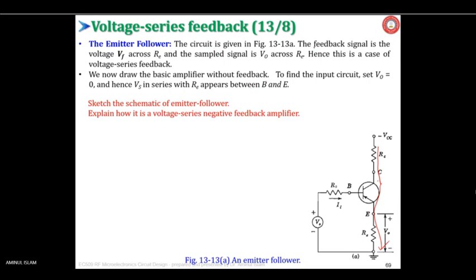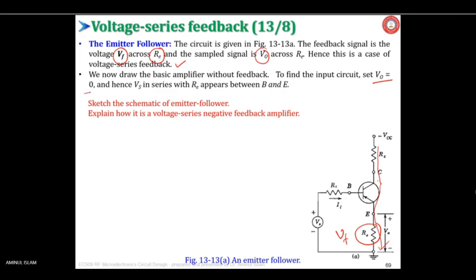Anyway, so this circuit is an emitter follower. The feedback signal is voltage V_F across R_E. R_E is actually your load resistance, and the sampled signal is V_O. So obviously, same case, V_O is nothing but V_F across this R_E. And this is the case of voltage series feedback. As we discussed earlier, that was the FET version. This is the BJT version. When I draw the basic amplifier without feedback, we find the input circuit.